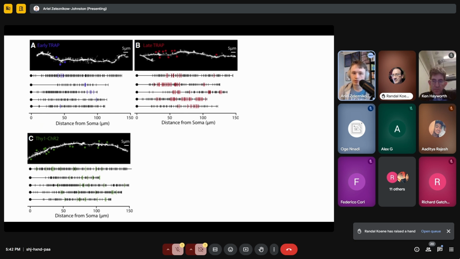Randall? And I believe if I read the paper correctly, they said that they calculated the clustering for B and C, but they didn't calculate it for A because there simply weren't enough spines to do that. Correct. Is that right? Yeah, they didn't even try for A.